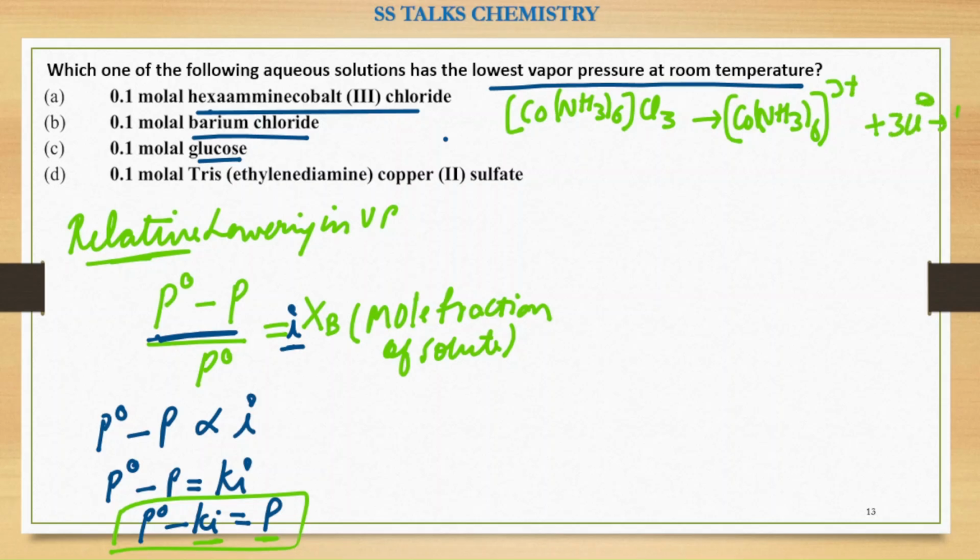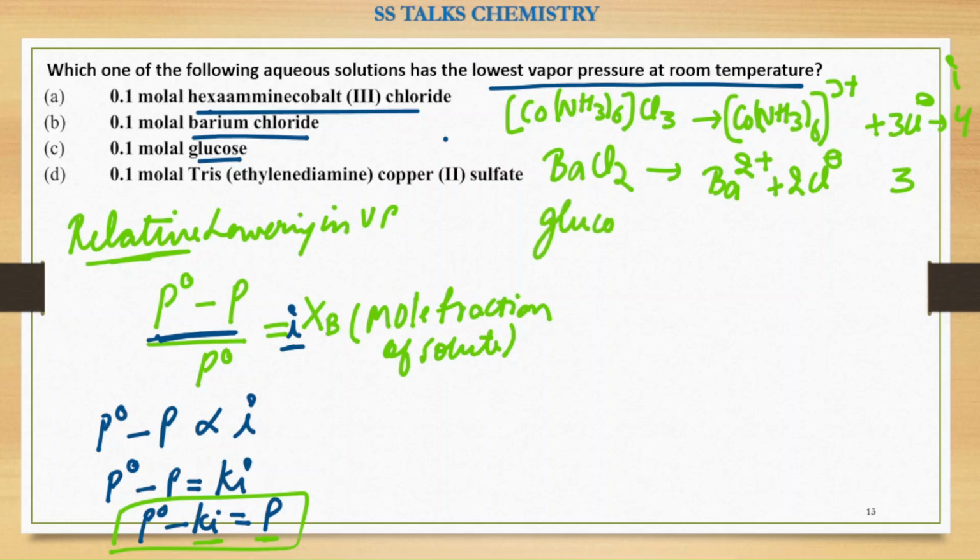That means a total of 4 ions it will be producing. So the i value in this case is going to be 4. Next molecule is barium chloride, which is BaCl2. That is going to dissociate to give Ba 2 positive plus 2Cl negative. So the i value in this case is going to be 3. Total 3 ions are being produced.